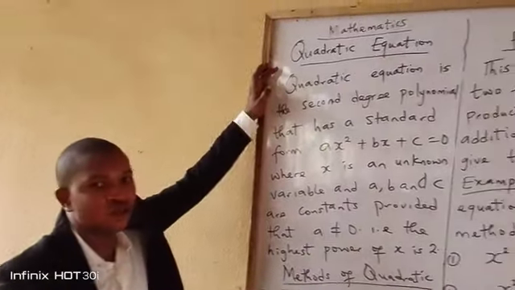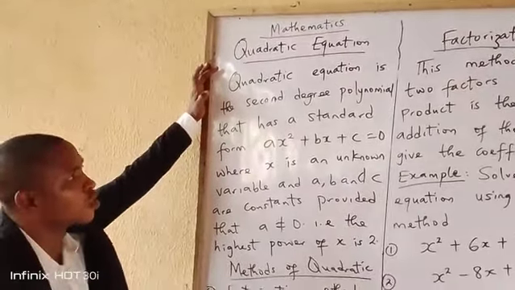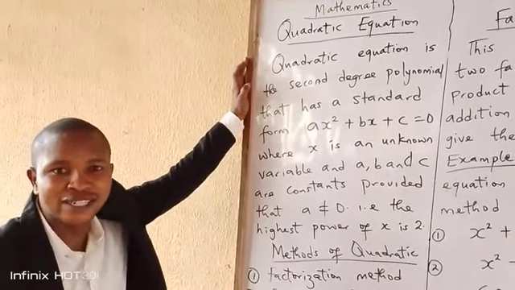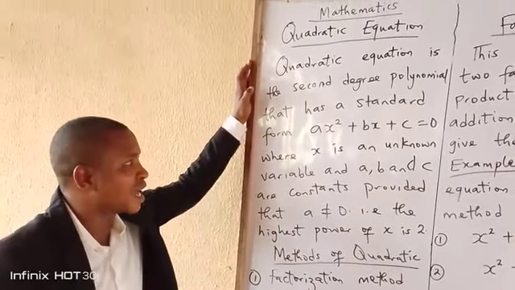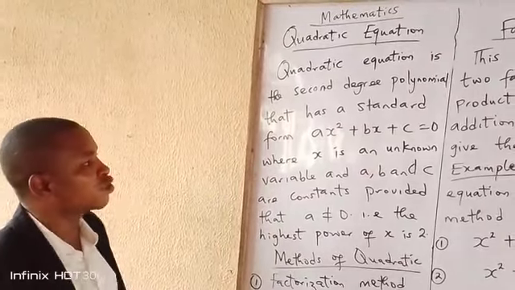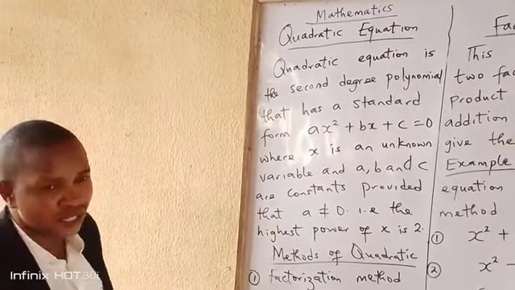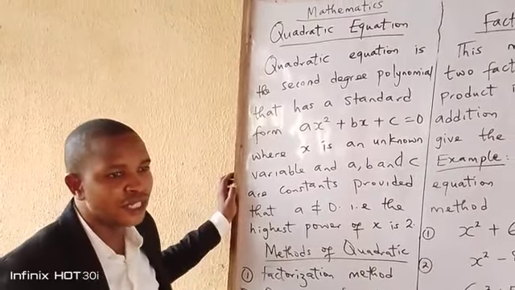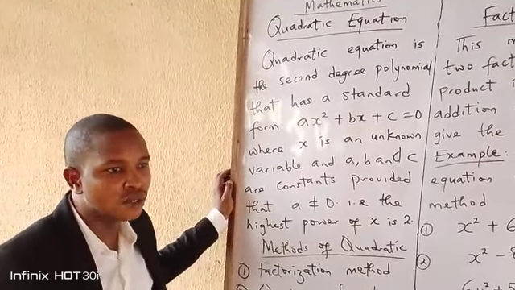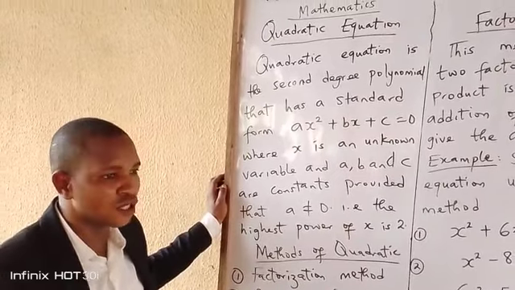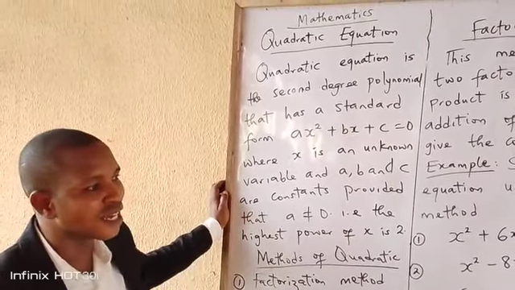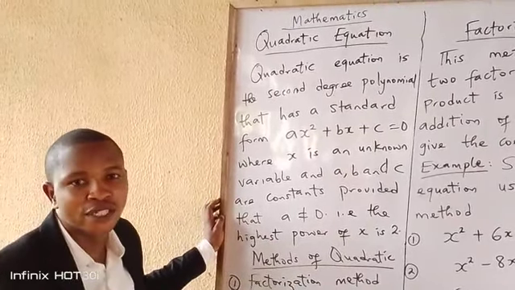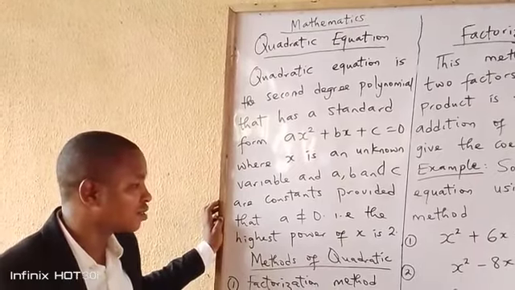So today we want to consider quadratic equation as a topic. What is quadratic equation? Quadratic equation is the second degree polynomial that has a standard form of ax squared plus bx plus c, and x is an unknown variable where a, b and c are constant values, provided that a is not equal to 0. And you have to note that the highest power of x is 2. It must not be greater than 2, and it cannot be less than 2.